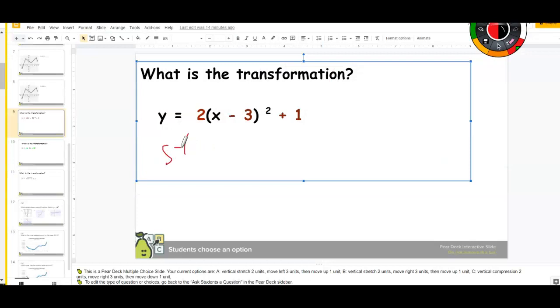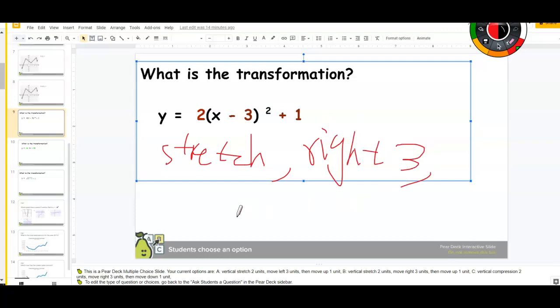So stretch, move to the right 3 units, and then move up 1 unit, and that's it. Okay.